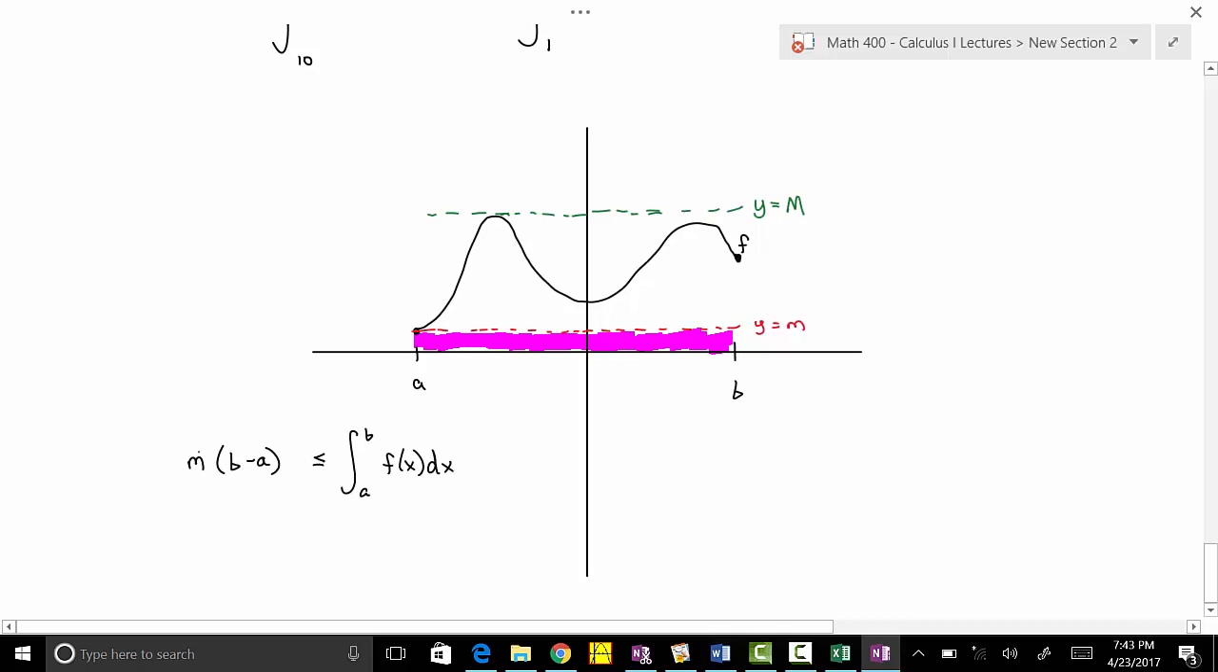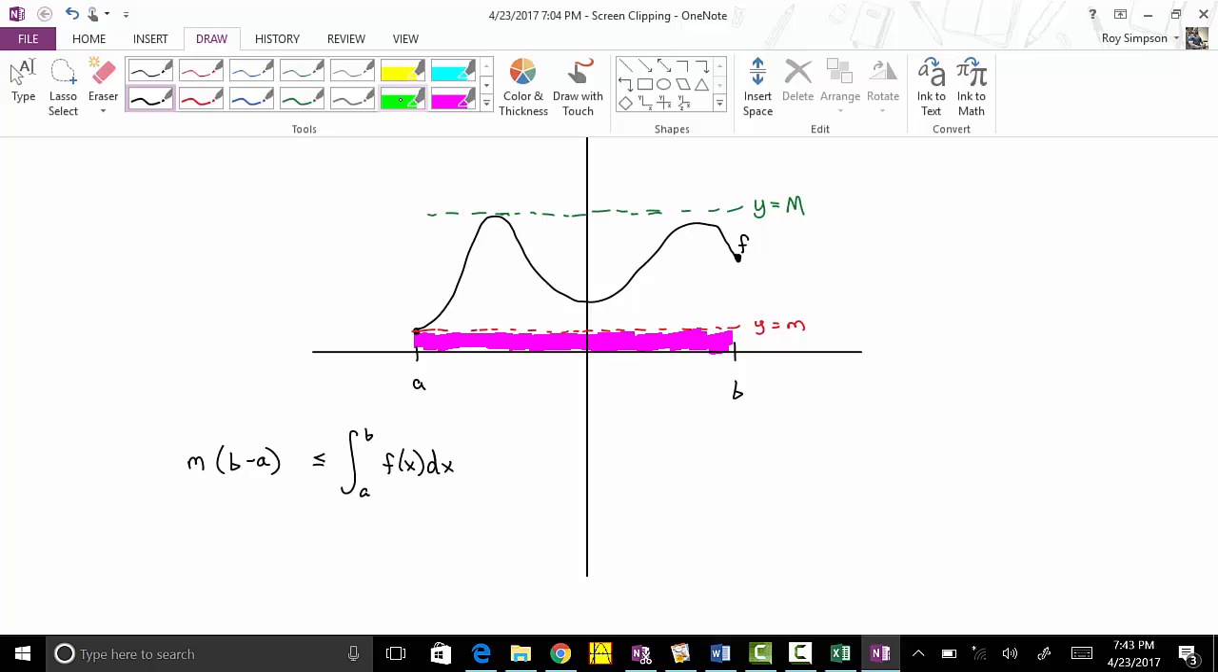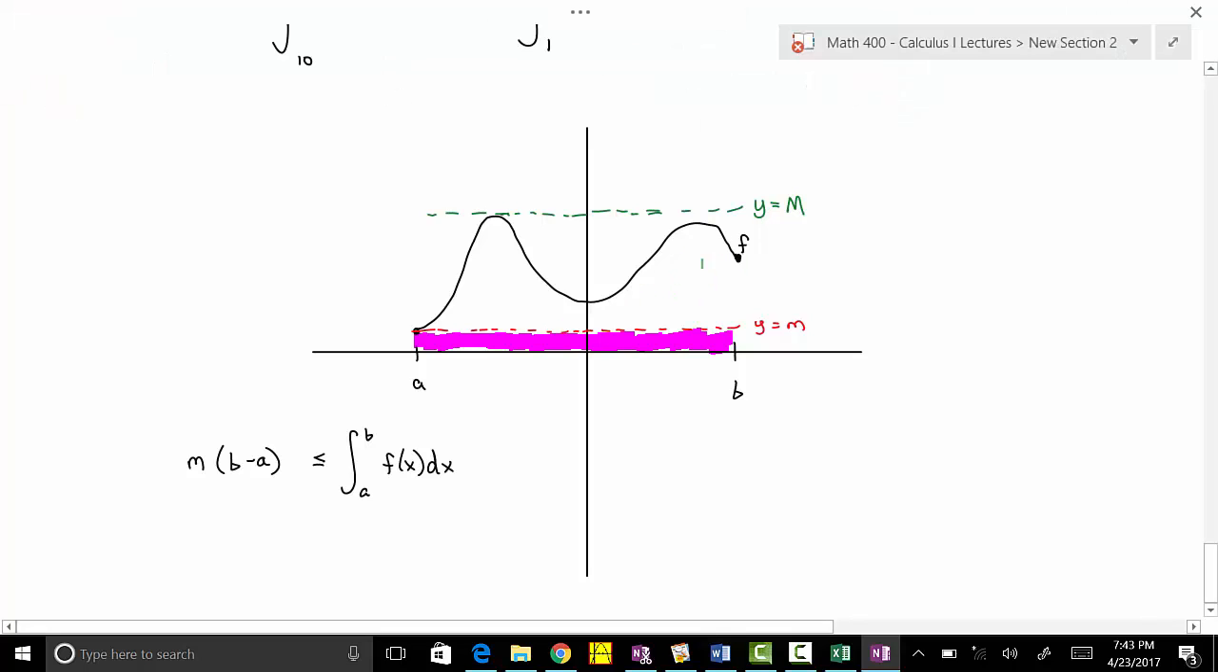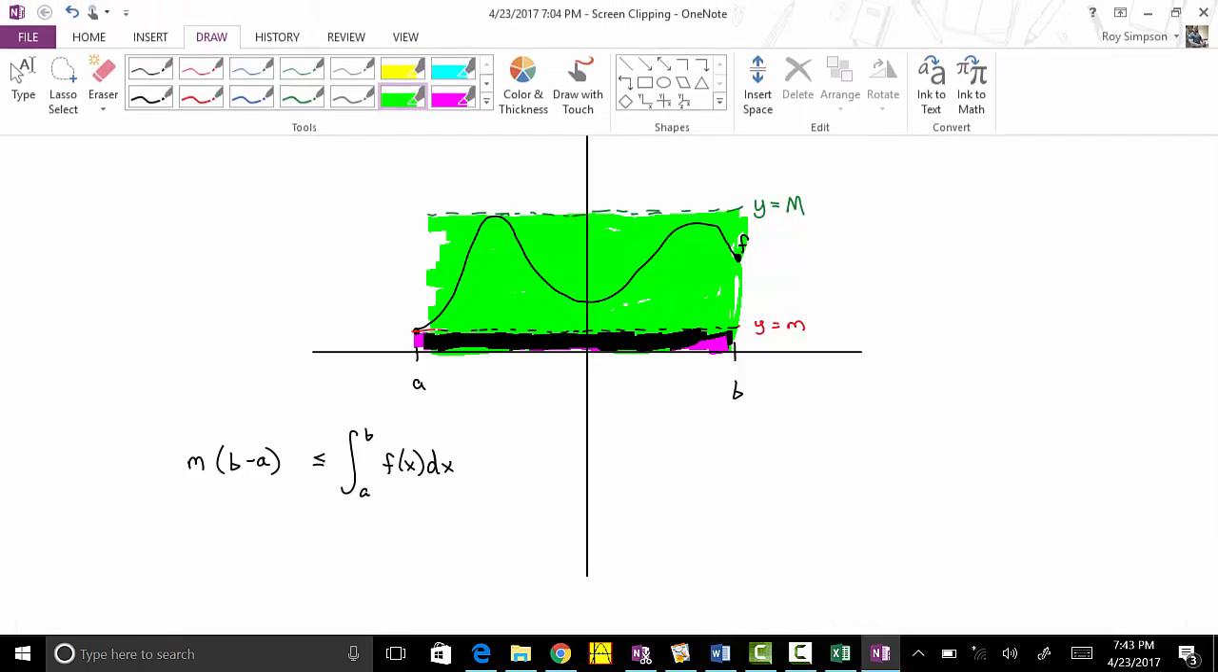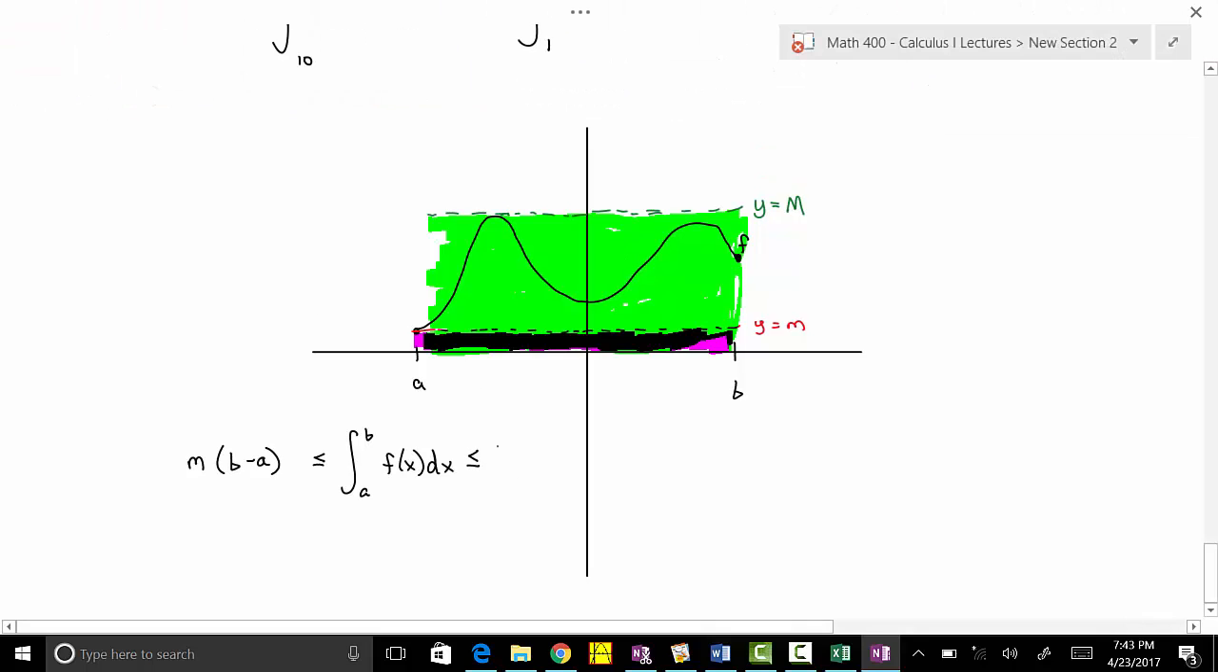So if you happen to know the lowest point on the curve f, you can say the area from A to B is definitely bigger than b minus a times little m. And by the way, it is also true that the area underneath this curve f is less than the area underneath this big, tall y value, right? All that area that I'm highlighting in green is definitely more area than the area underneath f. And that area in green is, again, a rectangle. It has height capital M and width b minus a.